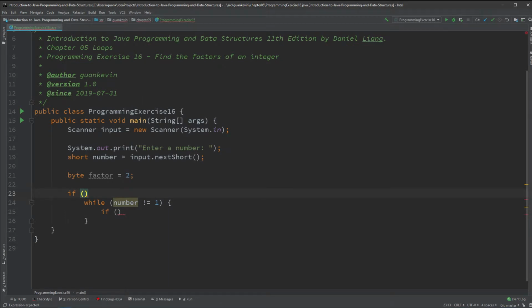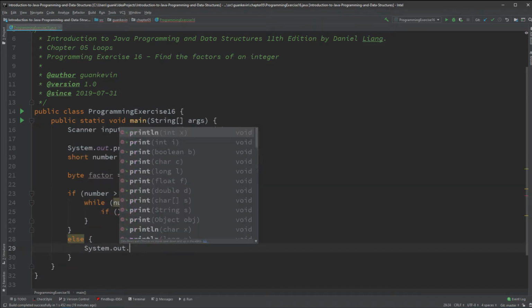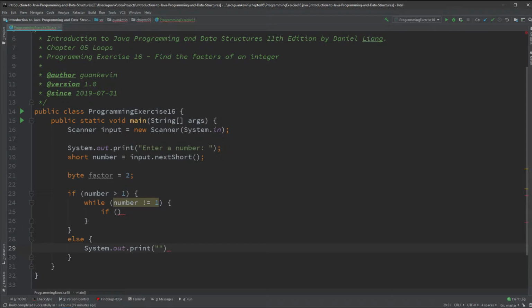If a number is less than or equals to 1, then... actually, you know what? I should do greater than 1, then we do a while loop. Else, system.out.print. Else if number equals 1, the only factors of number is 1. So let's try to get a visual of that, and then we have one more else.